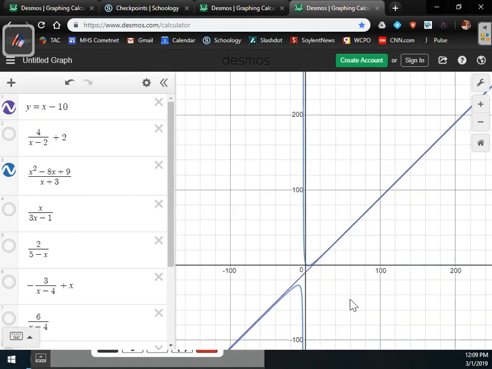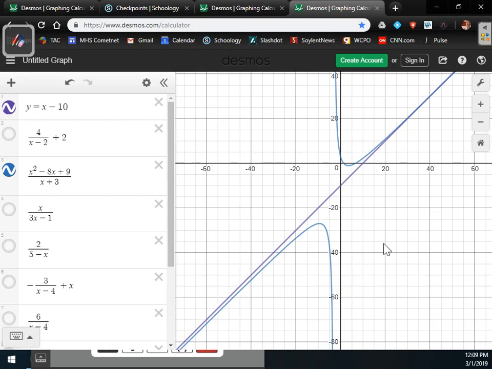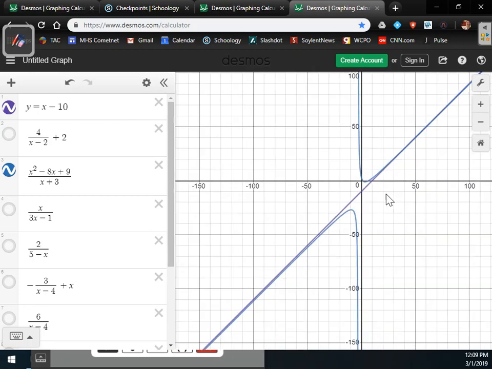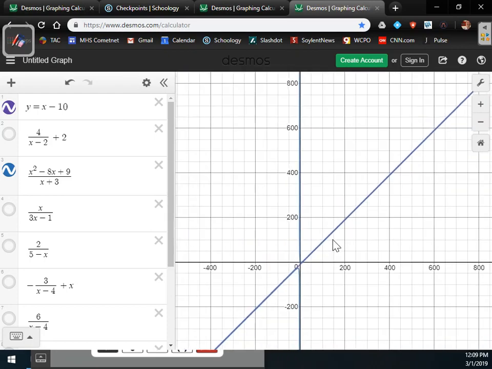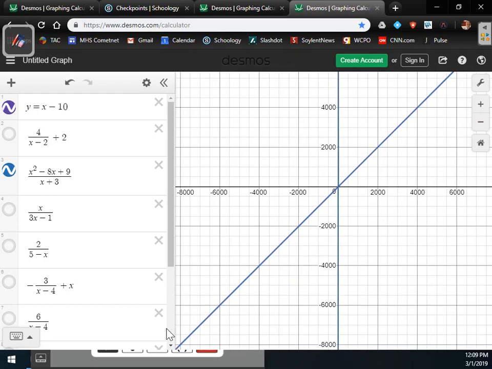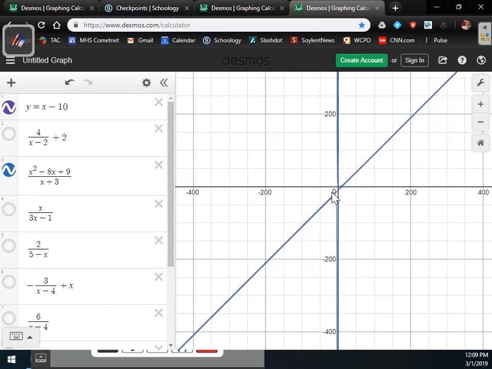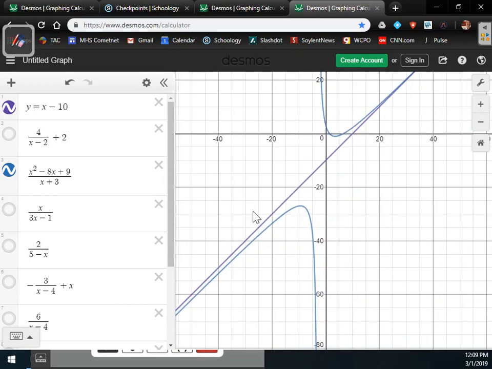Okay, you can see that there's an asymptote. It's a line, y equals x minus 10. I think that's it. Okay, so I found the asymptote. And as you zoom out, it looks like the function actually becomes a line. It doesn't. It approaches that. That describes the end behavior.